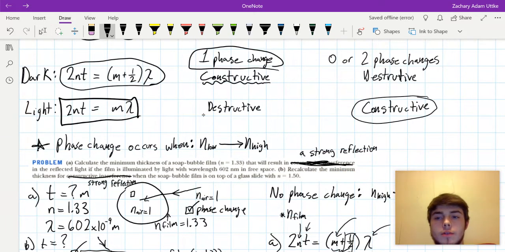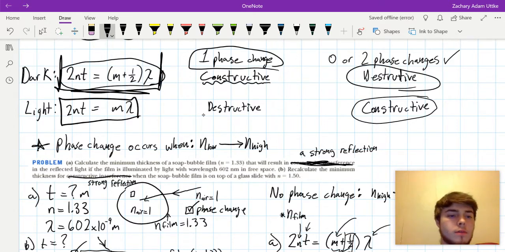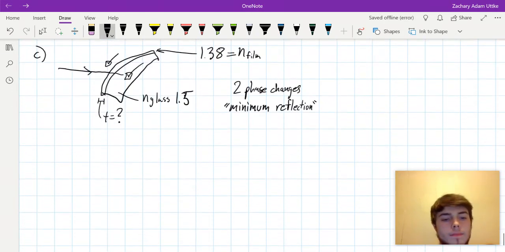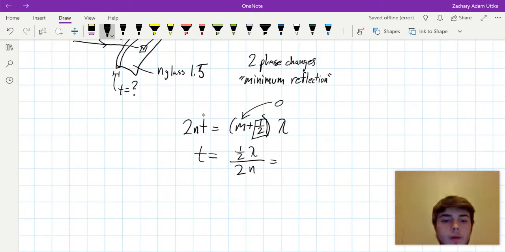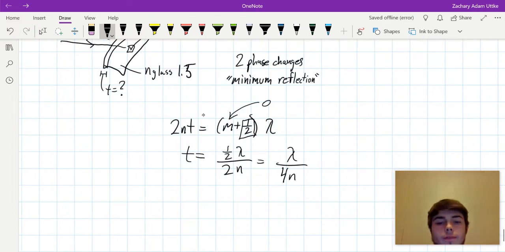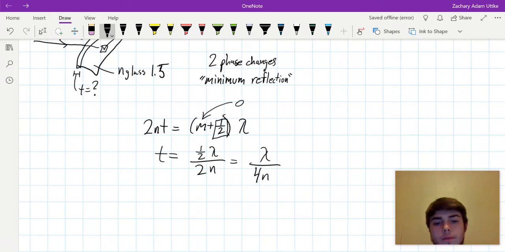So we know that there's two phase changes, and we want destructive interference, so we have to then use this equation. Okay. 2nt equals (m plus 1 half) times lambda. Okay, so finding the thickness. Minimum thickness again, so we can make m 0 because we have this 1 half term. t equals 1 half lambda divided by 2n, or lambda divided by 4n. Might be another way that you've seen this written. So 1 half divided by 2 is 1 fourth, just like that.